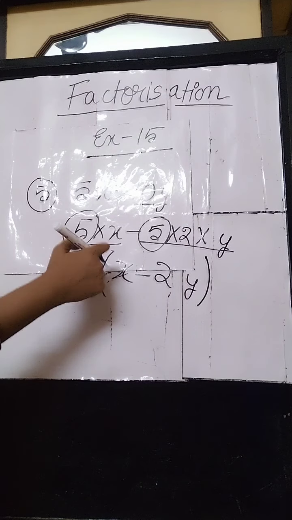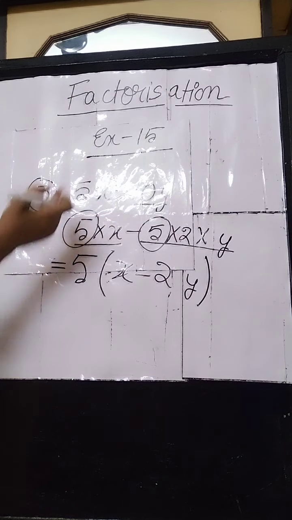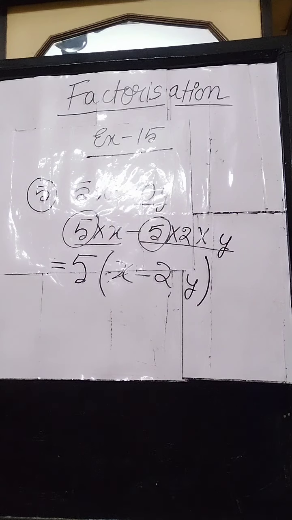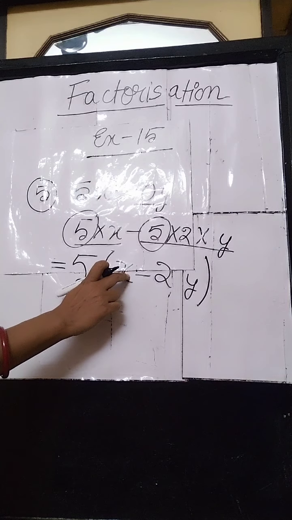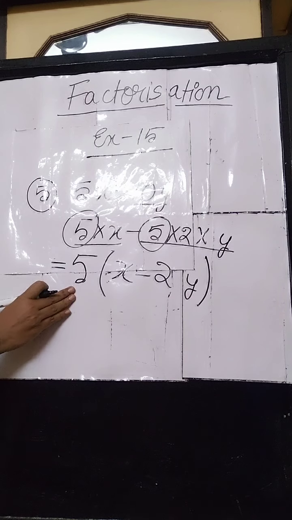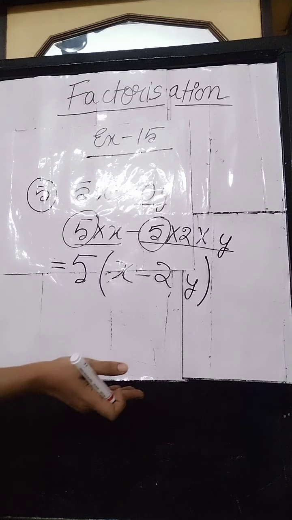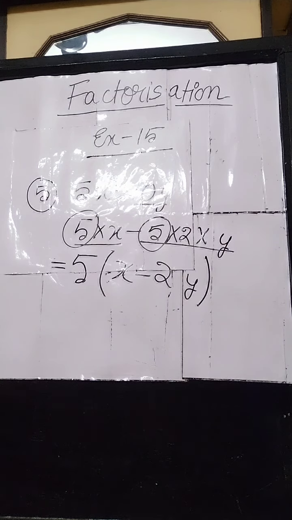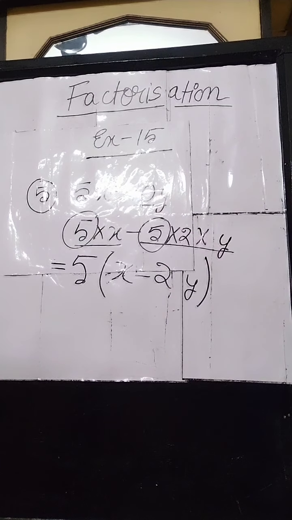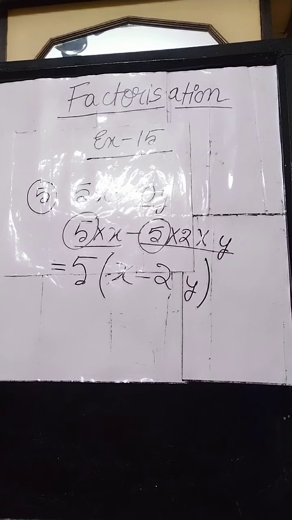That's why 5 is kept outside the bracket. Multiplying and removing the bracket, you will come back to the first step of the sum. So we will not multiply. This is the answer. We will keep 5 outside the bracket, and inside the bracket we will write the remaining terms. This is how we will solve the sums given. Now we come to another sum.